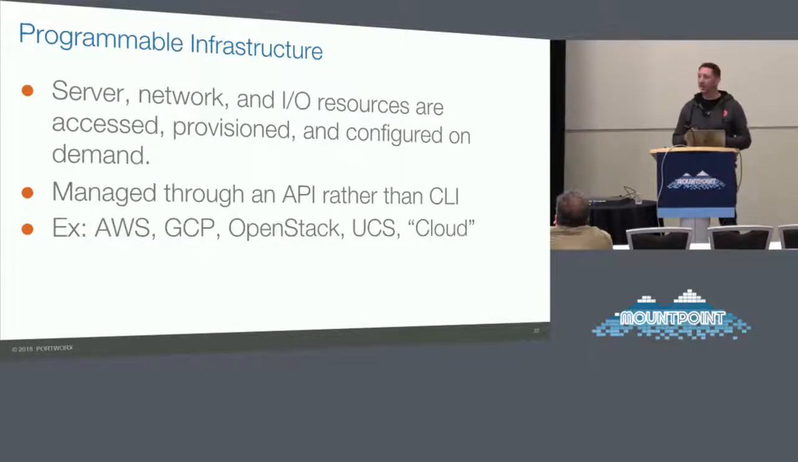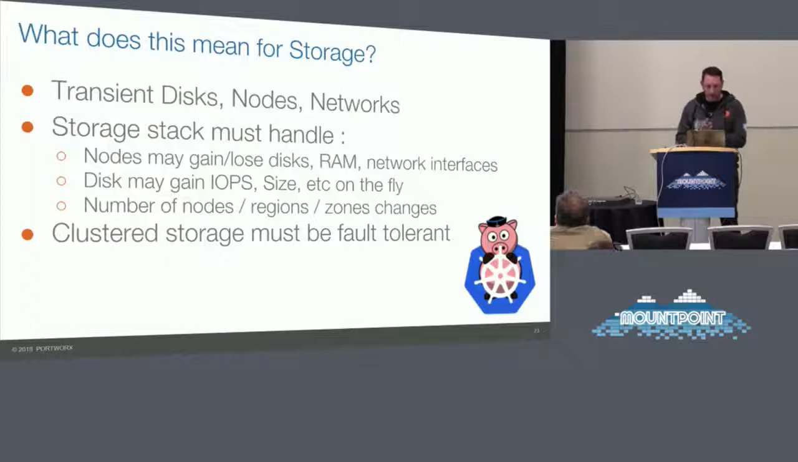There's a CLI there, but the expectation from the users is that I should be able to consume an API through whatever tool or resource that I'm using and have this interact with my cloud providers. So examples here are having interfaces to AWS, GCP, UCS, OpenStack, etc. But what does this really mean for storage? Well, it's not normal for disks to really be transient. If they are, it's typically indicative of a bad disk. But that's not necessarily the case for cloud.